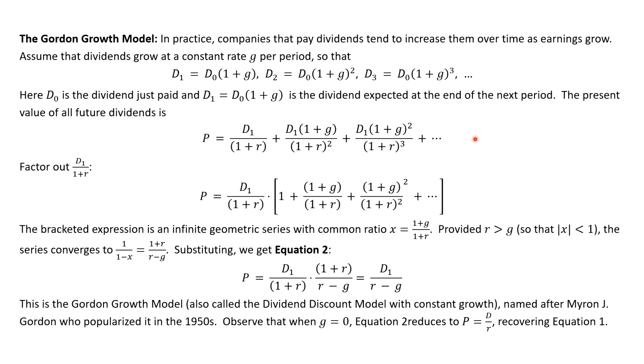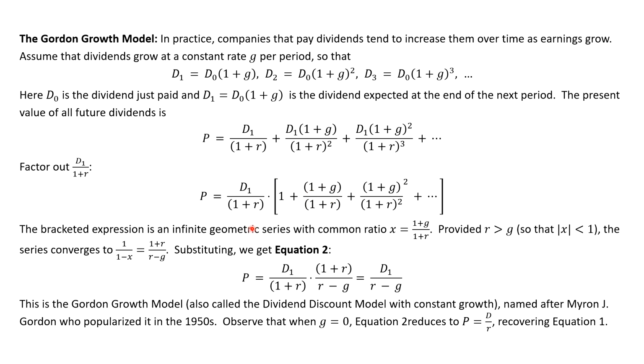So very similar to what we did before, except now we have this new variable in here, g. We can factor out a D sub 1 divided by 1 plus r. We get this here.